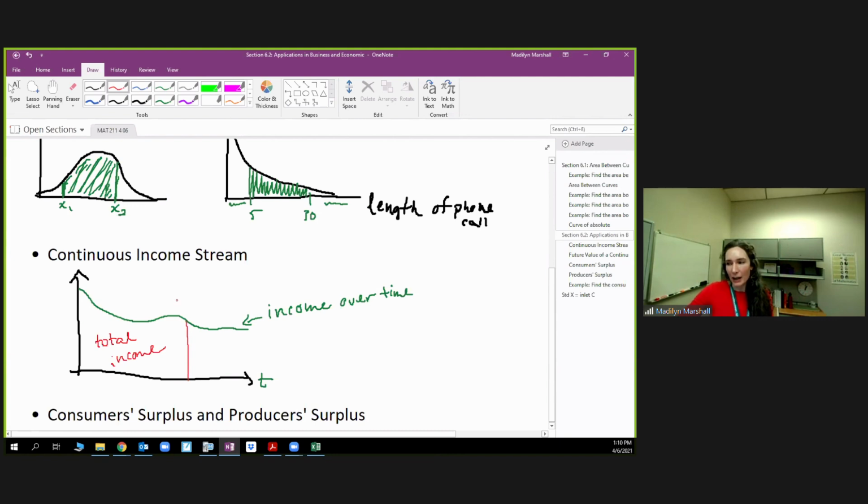So we don't have time to really start to get into this, but this is what you can look forward to for Thursday. We'll be talking about continuous income stream and these two things, consumer surplus and producer surplus. So that will be where we start off on Thursday.